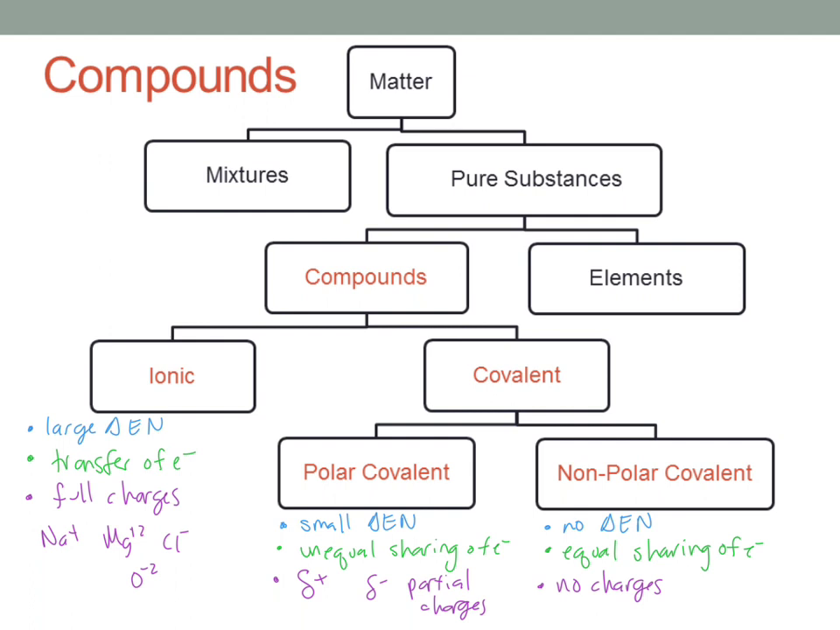So that summarizes the differences between the ionic bonds, the polar covalent, and the nonpolar covalent. In the next video, we'll do a bunch of examples, look at a whole bunch of different compounds, and decide what those compound structures look like if you combine those atoms.